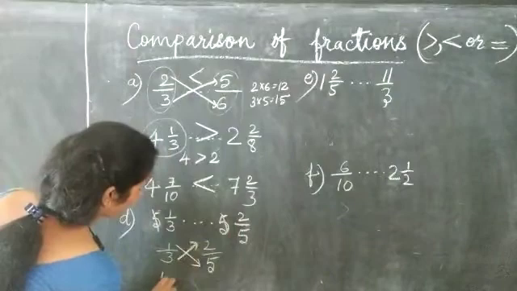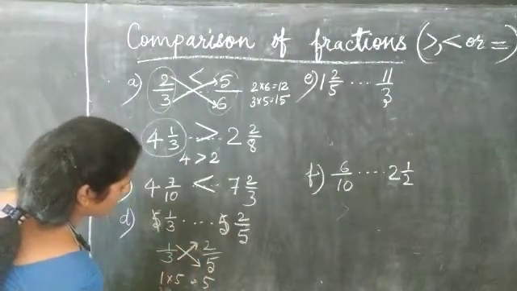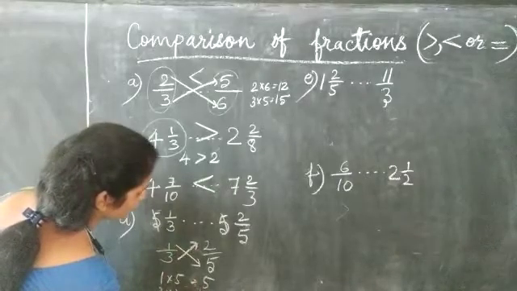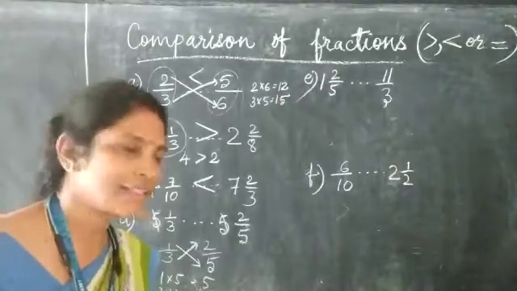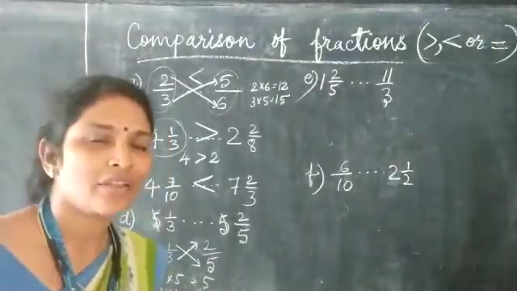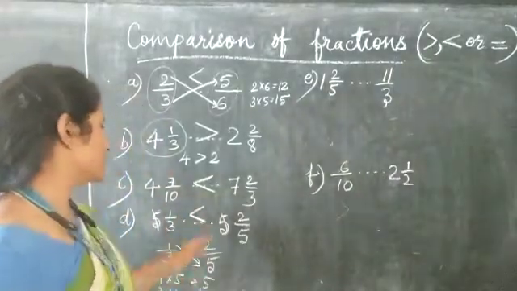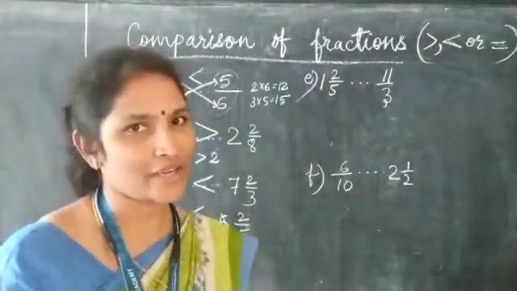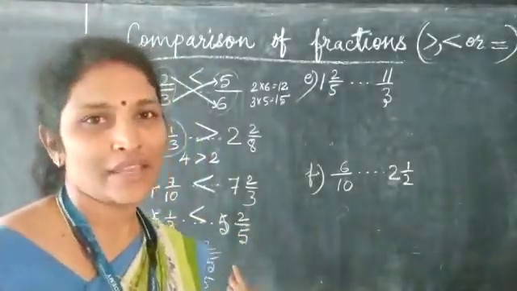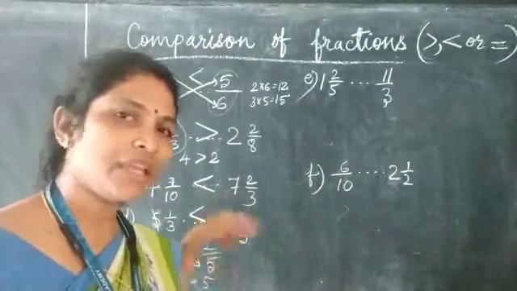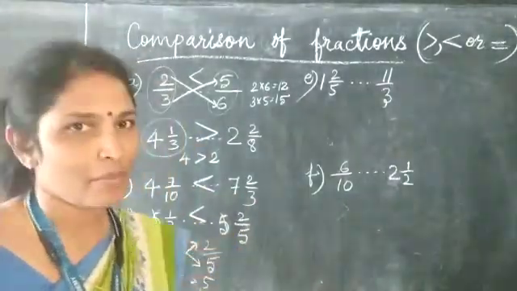1 into 5 is equal to 5. And 3 multiplied by 2 is equal to 6. Now which is greater, 5 or 6? 6 is greater. It means second fraction is greater. We can put the greater sign on the second fraction. But if the whole numbers are different, we cannot compare like this. Only if whole numbers are the same, then we compare only the fractional parts.